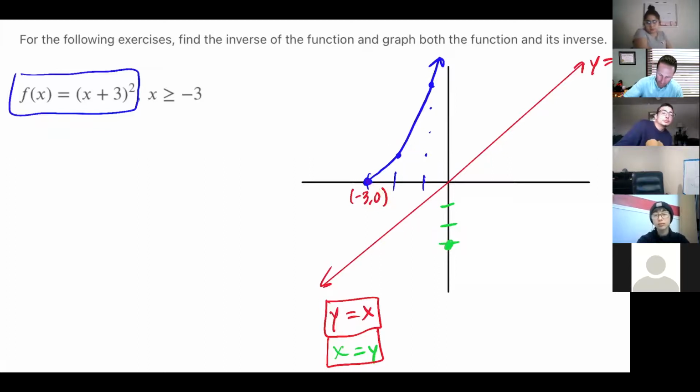What's this value? -2 tick marks and then up 1. What's the inverse of that? 1, -2. Can you see how it's a mirror? Here to here, same distance. Here to here, same distance. And then the last one that I graphed was here, which was -1 what? 4. Good. What's the inverse of that? 4, -1.